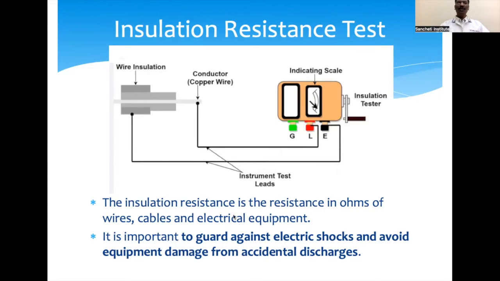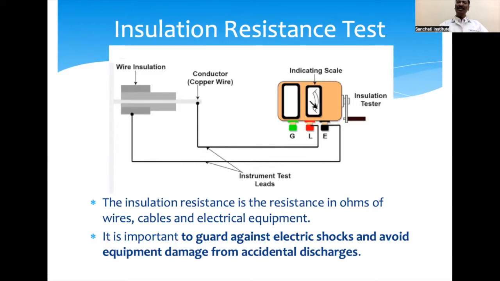So what are we doing? We are connecting one of the leads of the apparatus, that is the insulation tester. It can be a multimeter, resistance tester, whatever you use. One lead is connected, and another is connected to the main copper lead of the cable. If there is any reading, that means there is some leakage or discharge in the cable.